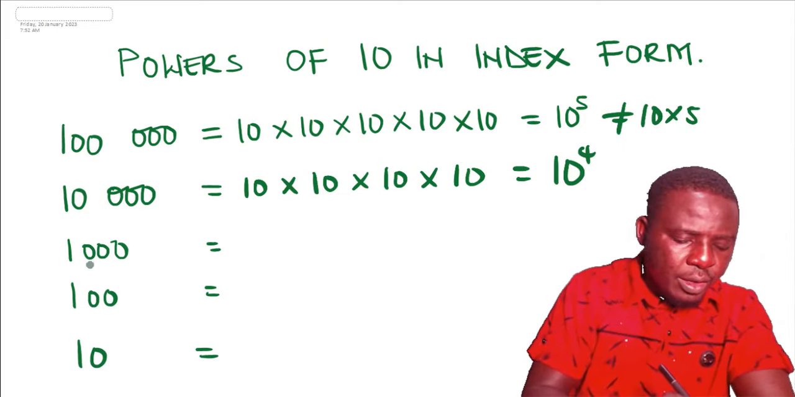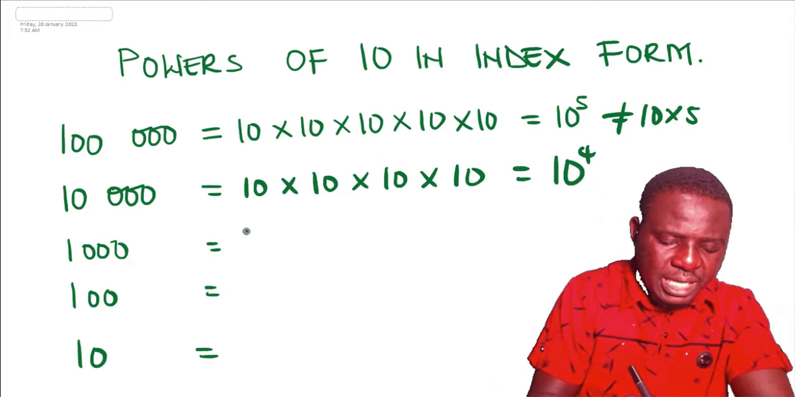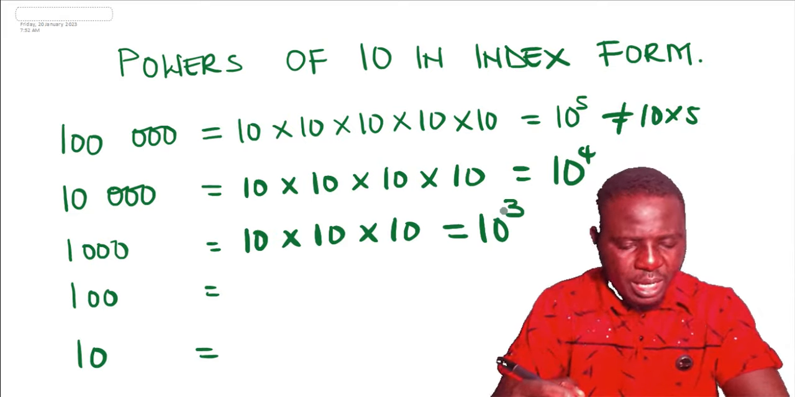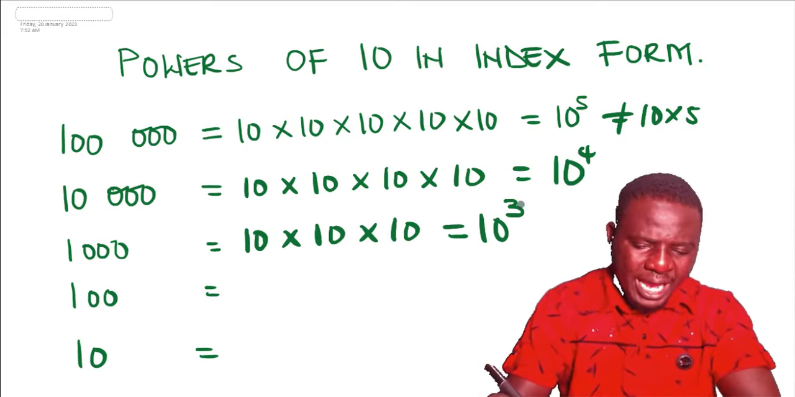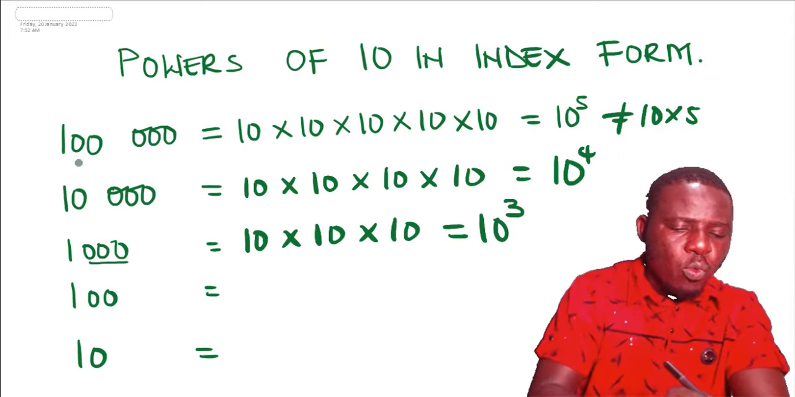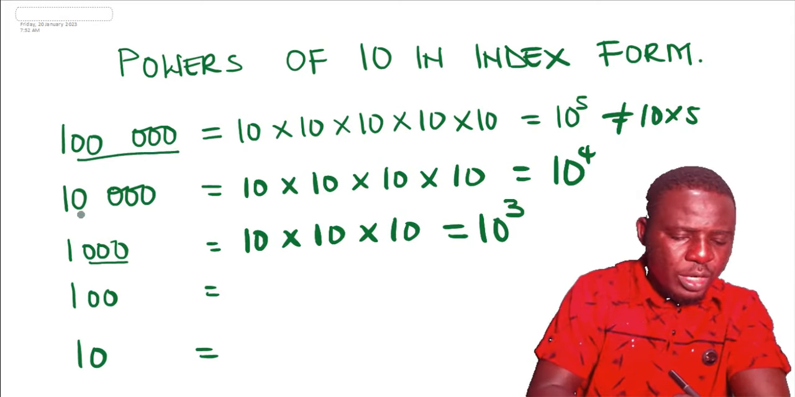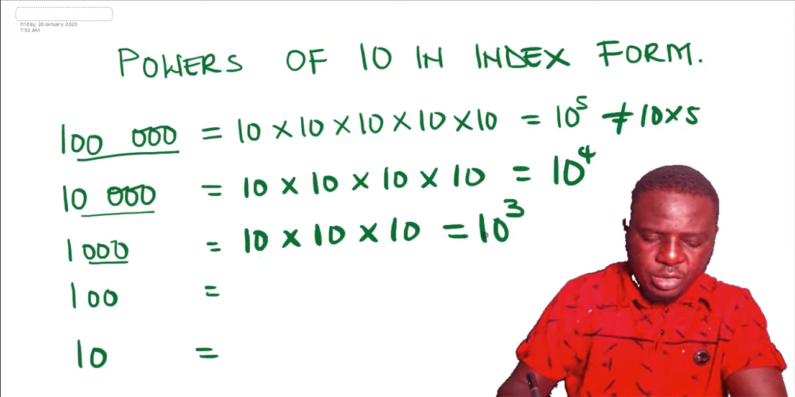Similarly, 1,000 can be expressed as 10 times 10 times 10, which is equal to 10 raised to the power of 3. If you follow it in that order, you will discover that the power of 10 is a function of the number of zeros you have. When it was 5 zeros, we have power of 5. When it was 4, we have 10 raised to the power of 4. 3, this is 10 raised to the power of 3.